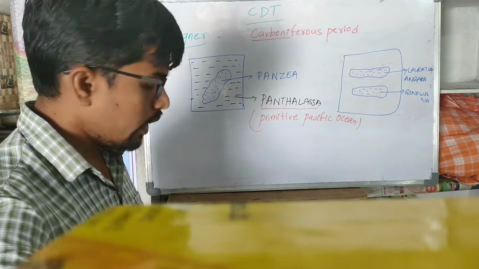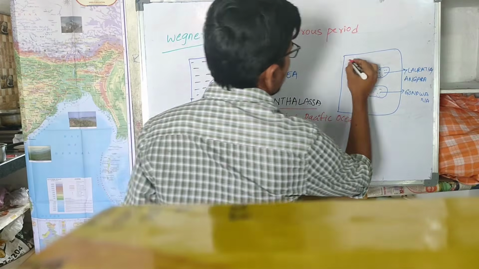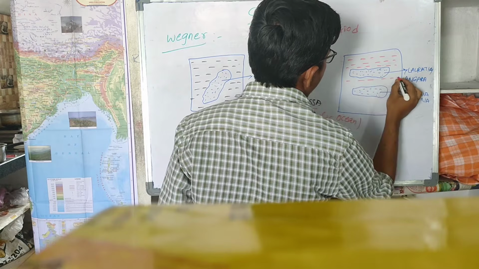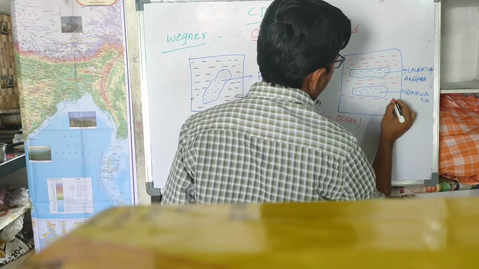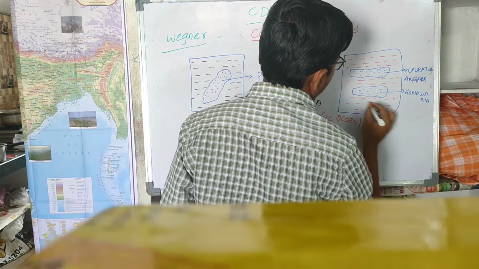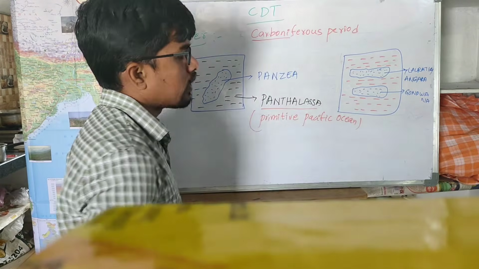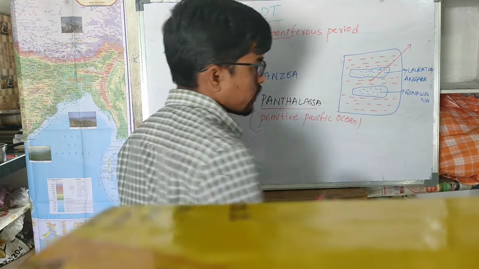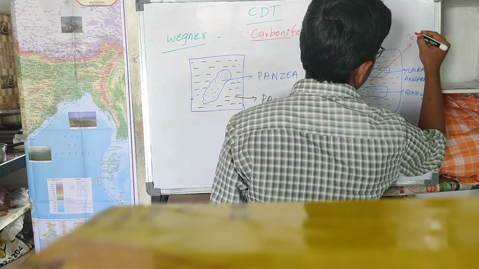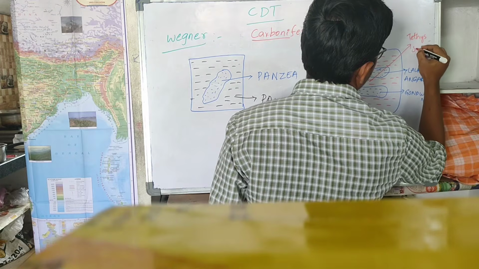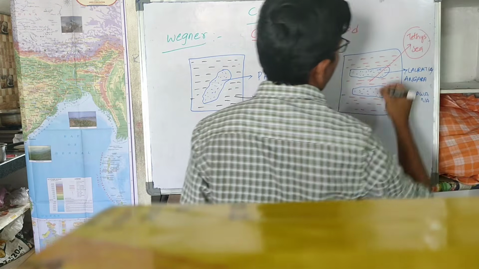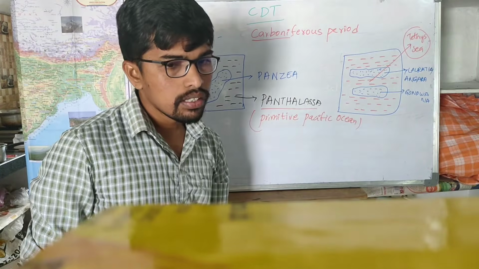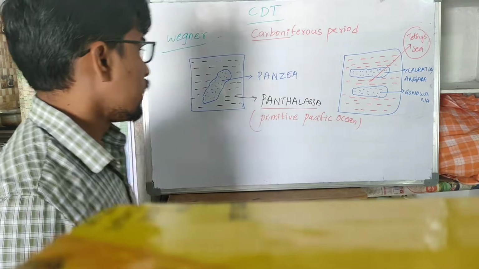The super ocean in the primal state was the Panthalassa. Here, in between these two continents, a new sea emerged, which is the Tethys Sea. This phenomenon we can call the origin of the Tethys Sea.